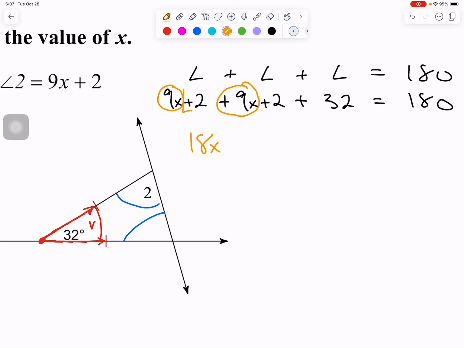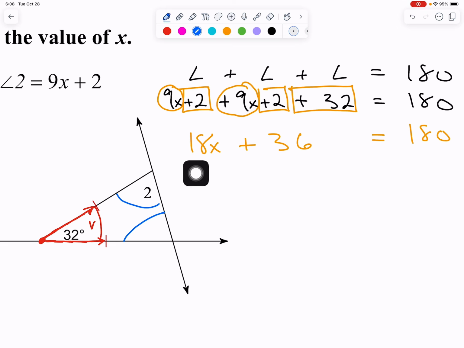Oh, can we combine something else together? I should have said yes, because we do have a different group of terms that we can combine called our constants. So 2 plus 2 is 4, plus 32 is, yes, 36, equals 180. And again, we will try to get this 18x by itself. Well, let's subtract 36 from each side.